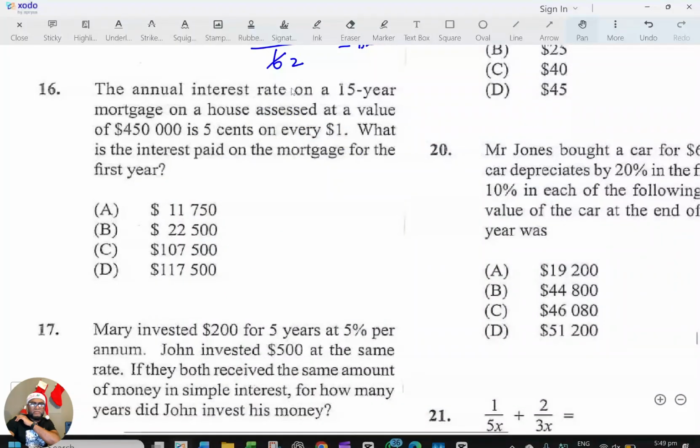So we're going down. The annual interest rate on a 15-year mortgage on a house assessed at a value of $450,000 is 5 cents on every dollar, right?